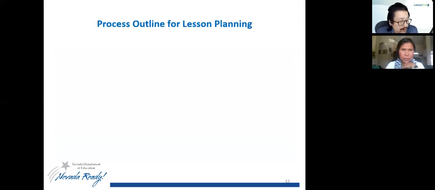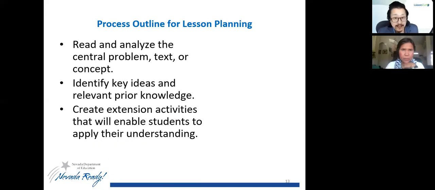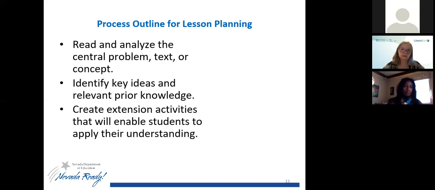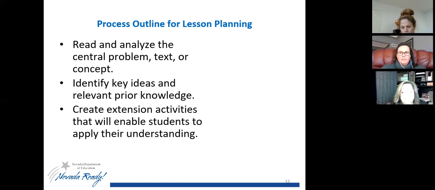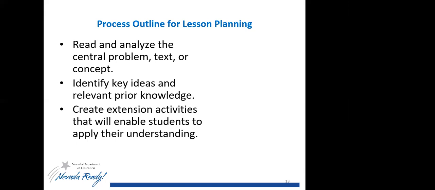And we're going to talk through the process around which you might plan a lesson around that particular problem or topic. So generically speaking, broadly speaking, here are three kinds of things that are helpful to do when you're planning a lesson. It's helpful to read in depth the central problem, text, or concept that you are going to center the lesson around. From there, you're going to be able to identify key ideas and the relevant prior knowledge that students will bring, and English learners in particular.